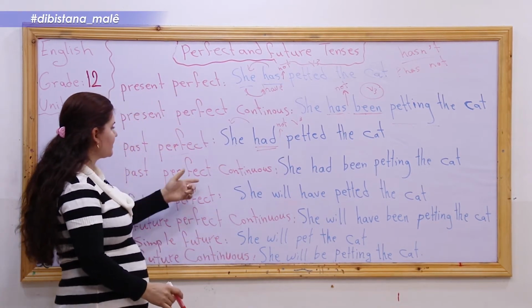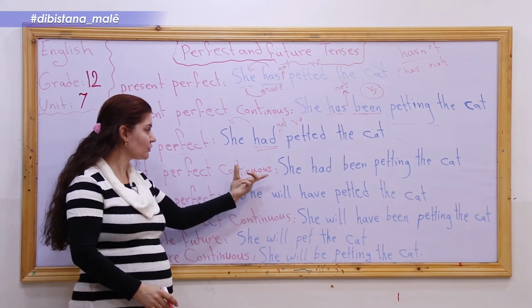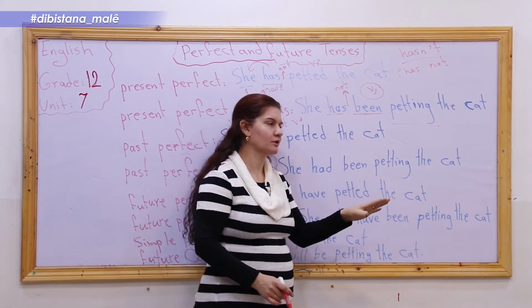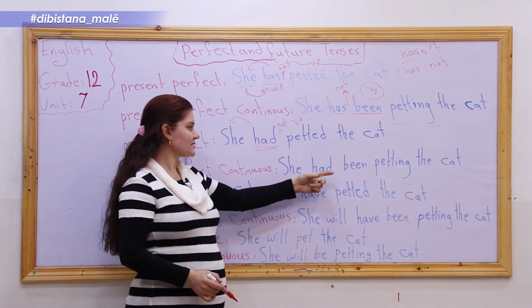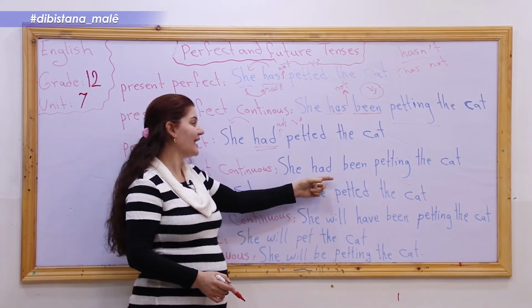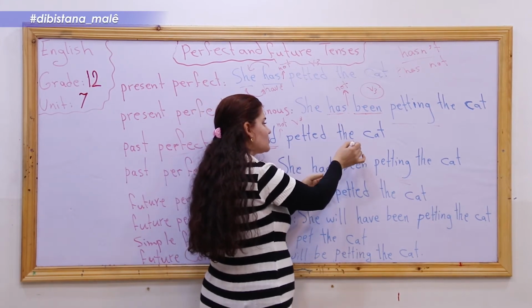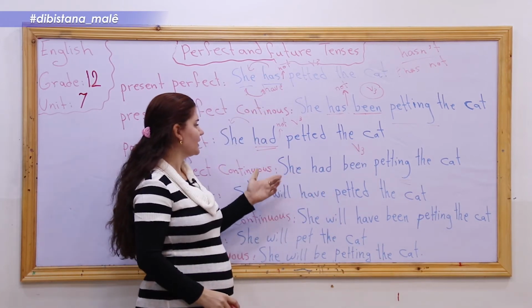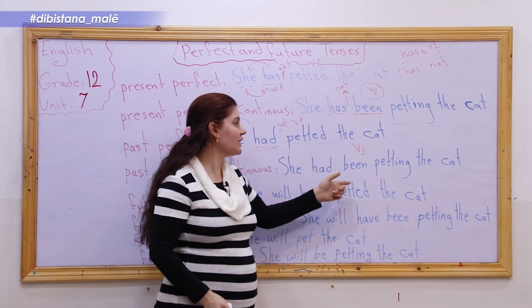We have past perfect continuous. Again, continuous, the main verb takes ing. Because it's past, we use had. She had been painting the cat.